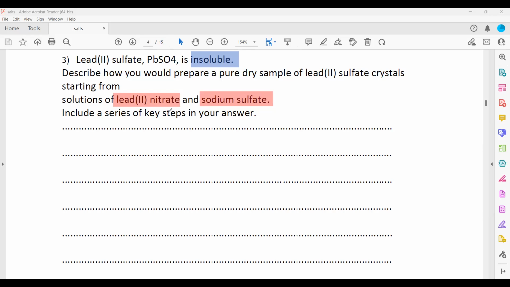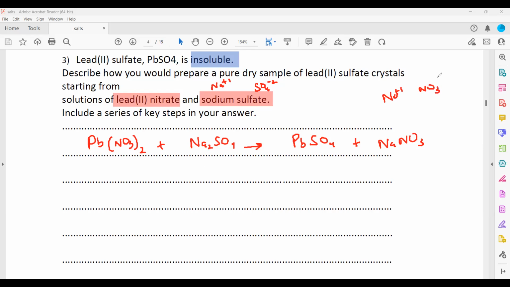So include a series of key steps. First, lead(II) nitrate. The formula for lead(II) nitrate is Pb(NO3)2. Sodium sulfate: sodium is group 1, plus 1, and sulfate is SO4 with a valency of minus 2. So sodium sulfate is Na2SO4. When we mix them together, it will form lead sulfate. Lead is plus 2 and sulfate is minus 2, so it will be PbSO4 and NaNO3, because sodium is plus 1 and NO3 is minus 1. That's why it is NaNO3.